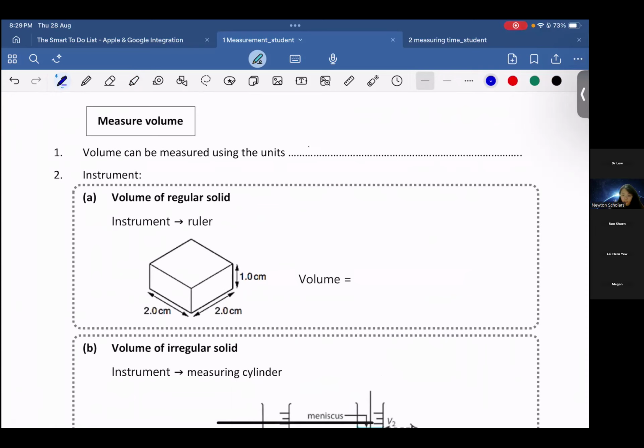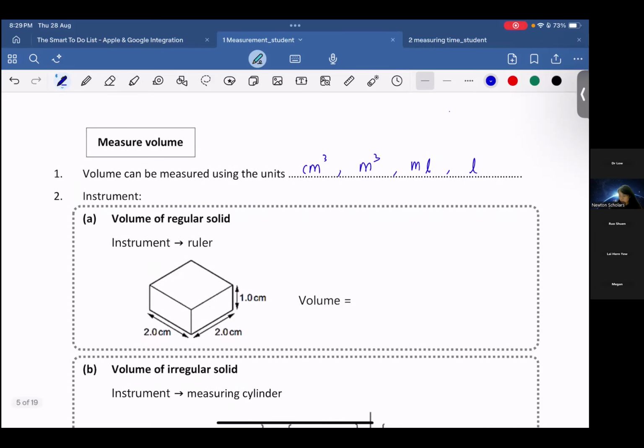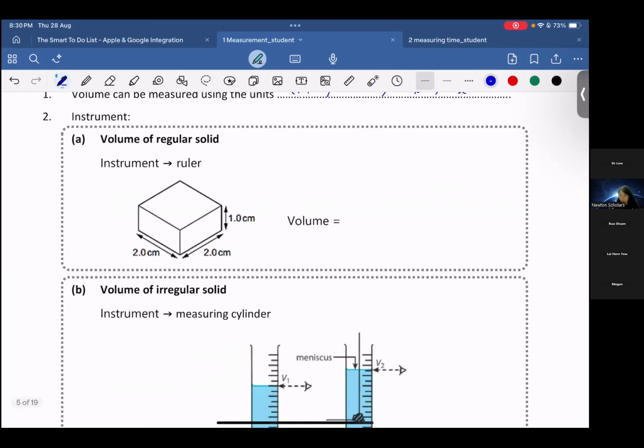So here, cm cube, m cube, ml, or L. If it is water, then we can mention it in liters. But if, let's say, we say 500 cm cube to describe the volume of water, also no problem. It is not necessary to be in ml or L. You can use cm cube or m cube to describe the volume of water, it doesn't matter. We want to know the volume.